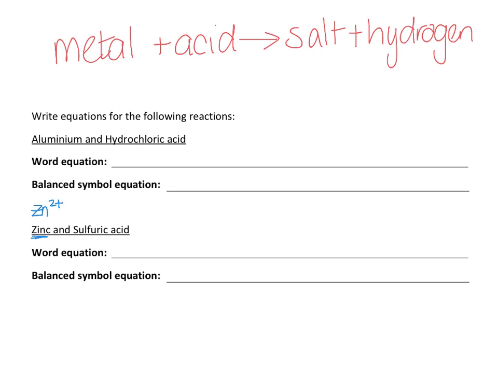Okay, so hopefully you'll have got both word equations and balanced symbol equations for these 2 reactions. So first of all, I have aluminium reacting with hydrochloric acid.